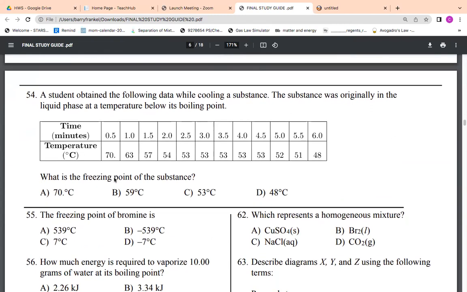Guys, I'm feeling a little energetic, so I'm going to attempt to do the next page as well. Let's see how far I can get. This question actually was on one of your labs, the freezing point of water, I believe, where we looked at the cooling curve of water.